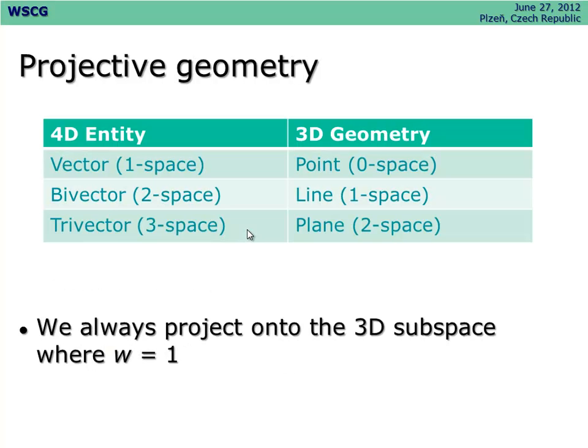Okay, so now we've seen in 4D vectors, bivectors, and trivectors, and they can be used to represent something with one less dimension in 3D. So a one-dimensional vector is just a direction in 4D, and it becomes a point or zero space in 3D. A two-space, a bivector in 4D, represents a one-dimensional space, a line in 3D, and then, of course, a trivector is a three-space in 4D, but when we look at its intersection with the W equals 1 subspace, that becomes a plane, a two-dimensional object in 3D.